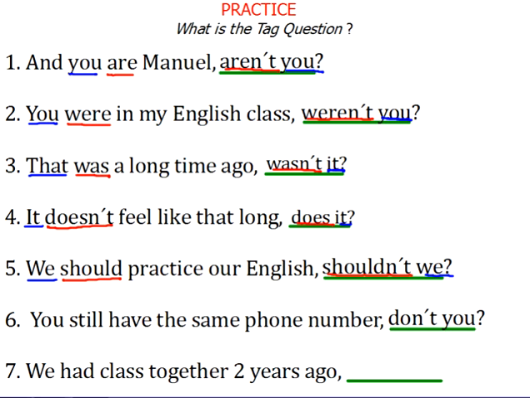Okay, so this one's a little bit confusing. And number 7 might be confusing too. Let's read number 7. We had class together 2 years ago. Didn't we? So for those of you who are confused on why 6 and 7 are using things like don't and didn't, let's take a closer look at these together.